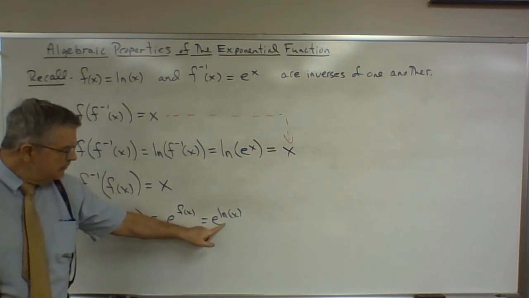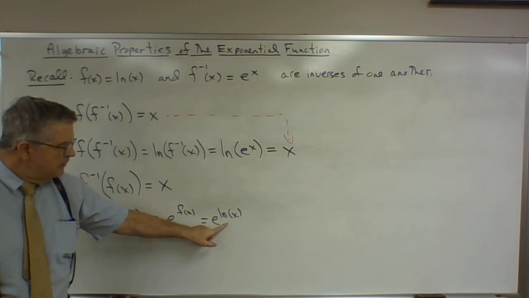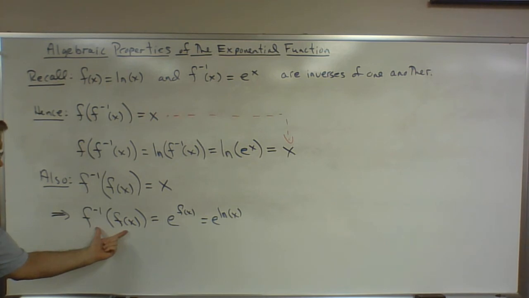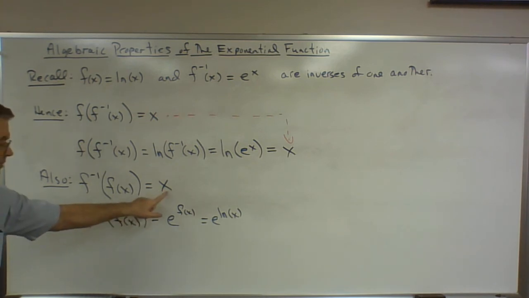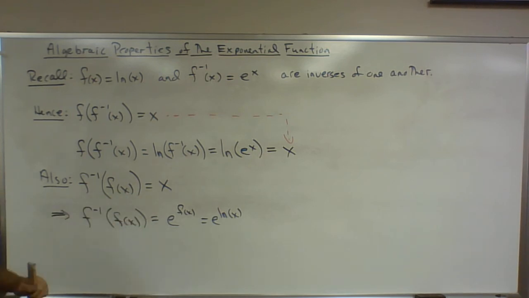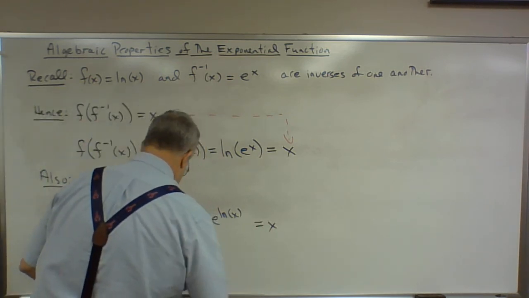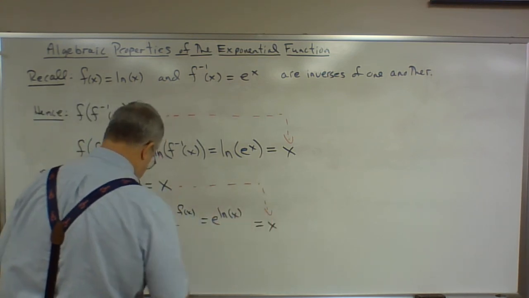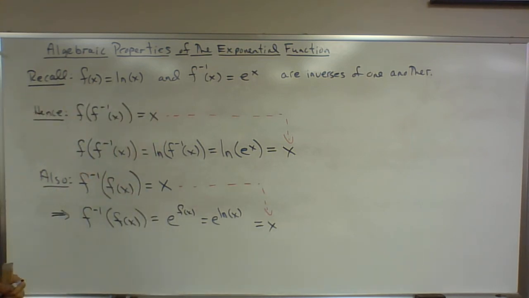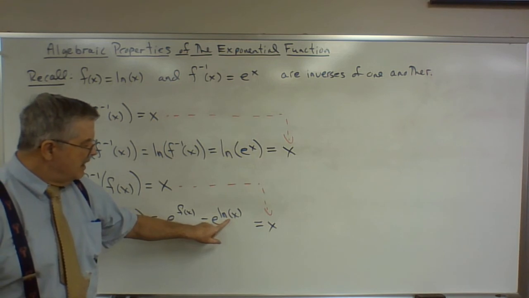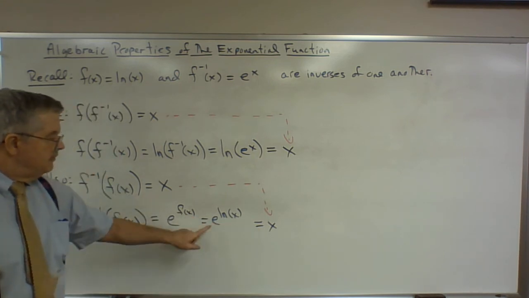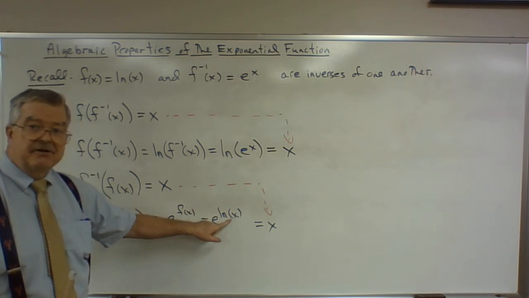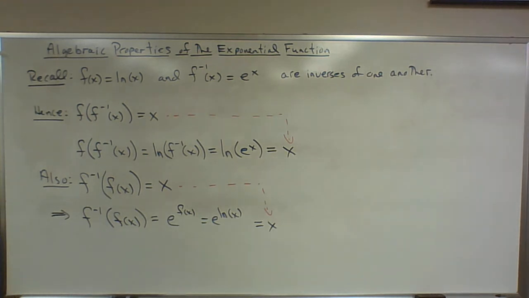And what the heck is this equal to? Well, notice e raised to the power of natural log of x is f inverse evaluated at f of x, which is equal to x. So we've just established that e raised to the power of natural logarithm of x is equal to x. This is how the exponential function undoes the natural logarithm function through function composition.